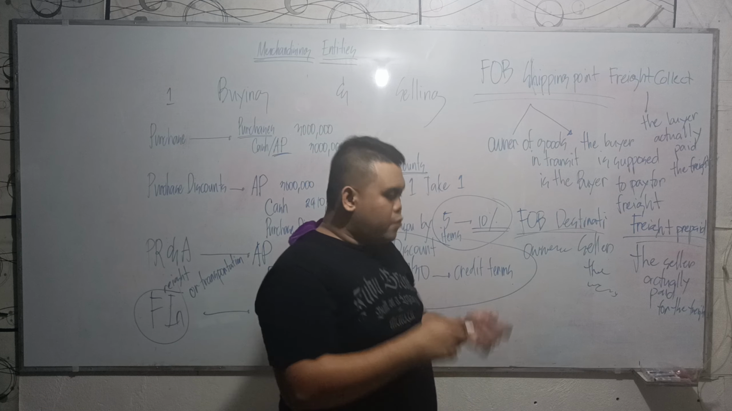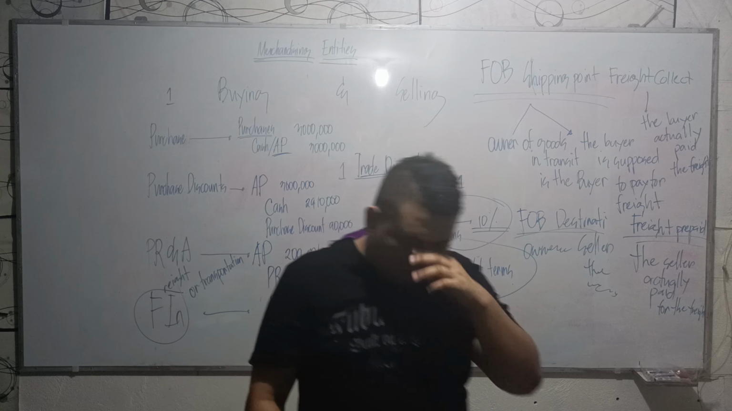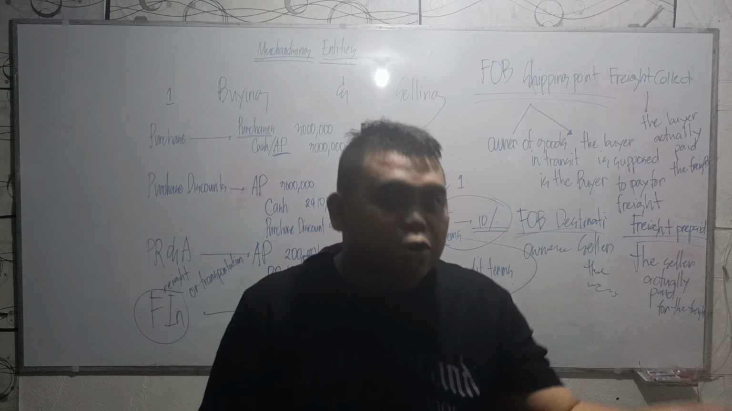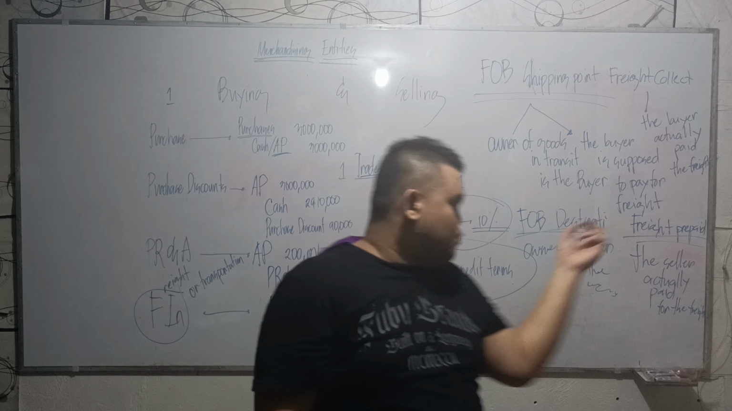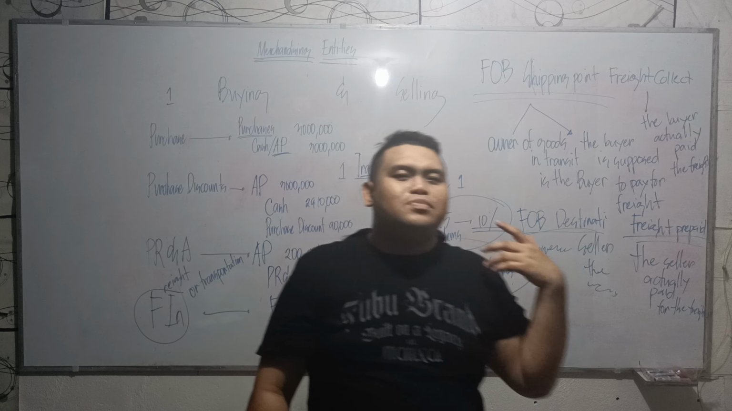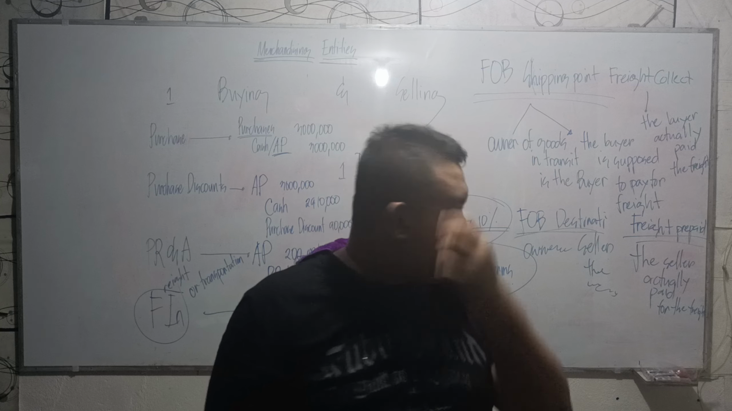What does it mean? For example, if we take a look at freight collect, that means the freight is being paid after it has been collected by the buyer. So that's freight collect. Freight prepaid, from the word prepaid, before the goods are shipped, they are already paid. By who? The seller, of course.